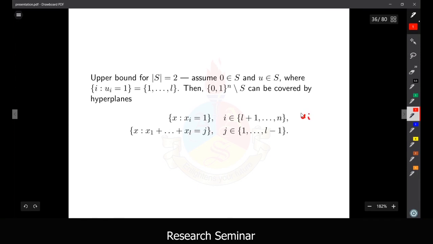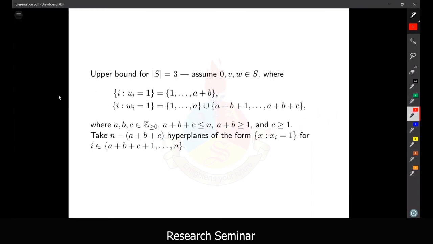And also we need to deal with the case of the remaining points. We just realize that the sum of the first L coordinates is always equal to 0 or L. So we add hyperplanes of the form that the sum of the first L coordinates is equal to something between 0 and L, so from 1 to L-1. And it is, I believe, easy to see that such hyperplanes indeed cover everything that we need.